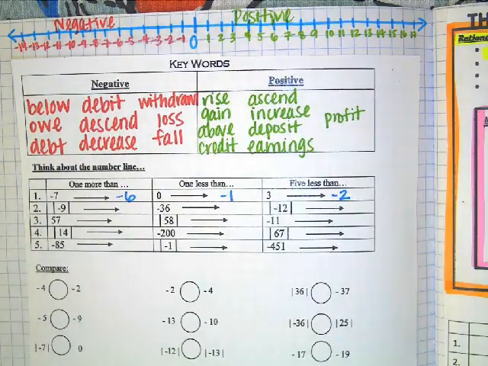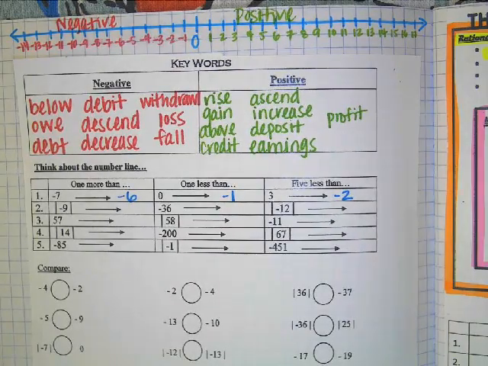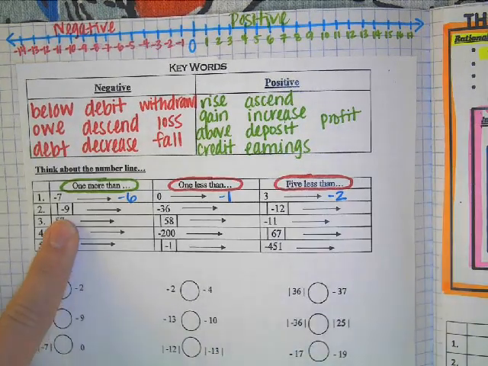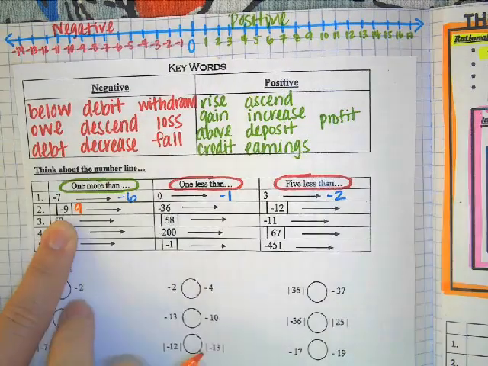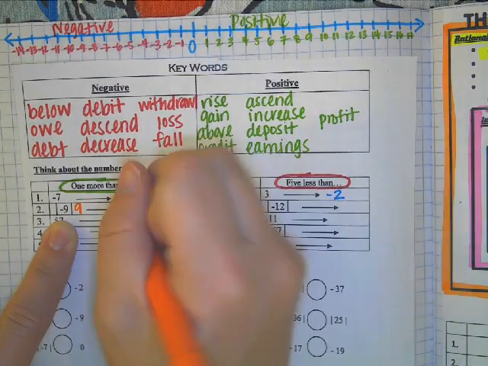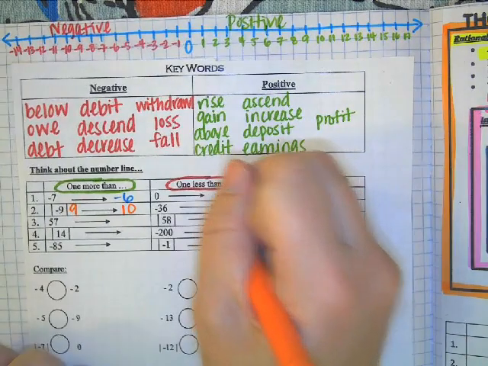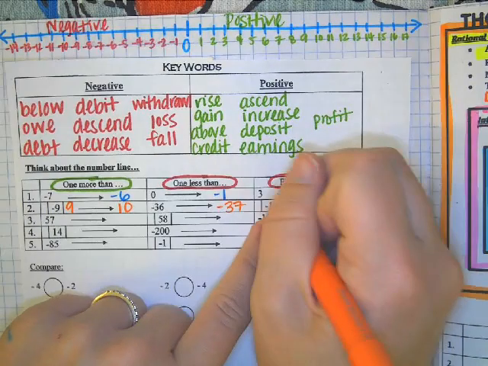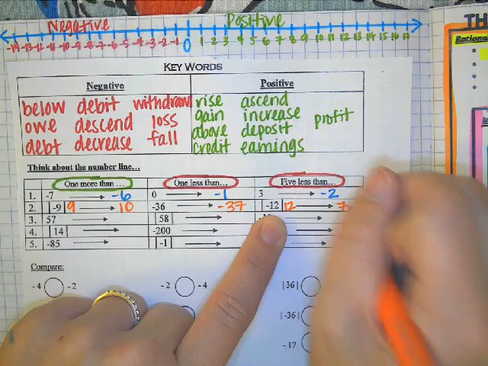I'm going to give you a moment to try the examples below, 2 through 5. Go ahead and click pause. When looking at number 2, it says the absolute value of -9. I'm going to go ahead and write that that number means 9. The word 1 more than means I'm going positive, so my next number should be 10. 1 less than 36 would be -37. And 5 less than the absolute value of 12, which is 12, would be 7.